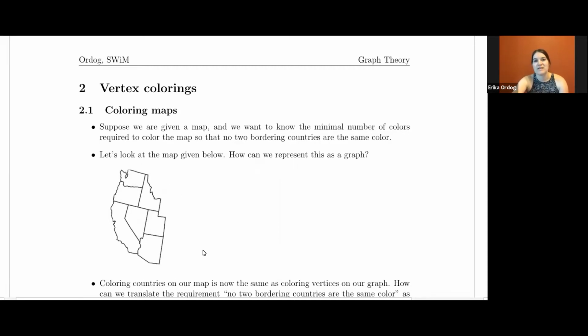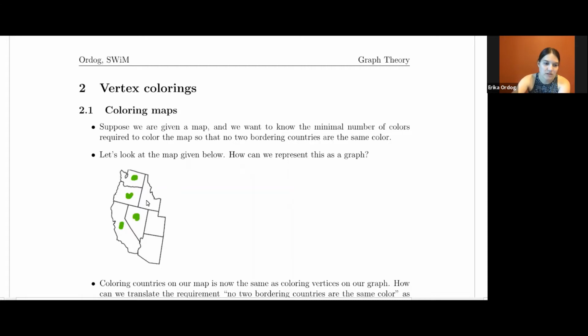Remember, a graph is a set of vertices and edges. Those vertices we can think of as objects, and the edges we want to think of as connections between those objects. So thinking about a map, what are the objects, and in what ways are those objects connected to each other? Especially when we want to think about coloring these countries so that no two bordering countries are the same color. In this case, they're states. So I would think of the states as objects. So I would represent the states as vertices or points.